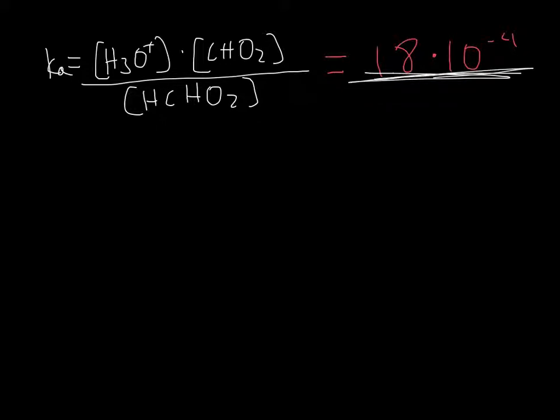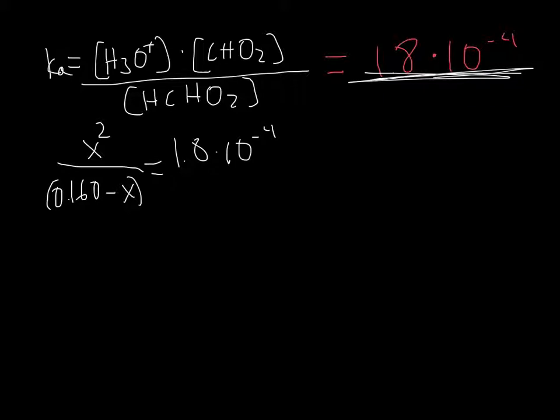Alright, so now we look back at the ice table we did before and fill in the blank. For H3O and CHO2, they are X. So I'm just going to shorten that as X squared over HCHO2, which was 0.160 minus X equals 1.8 times 10 to the minus 4. We can assume that this is insignificant, and for pretty much all the problems we'll be doing in this chapter, you can always assume a minus X or a plus X is insignificant. So now we just have to solve for X.